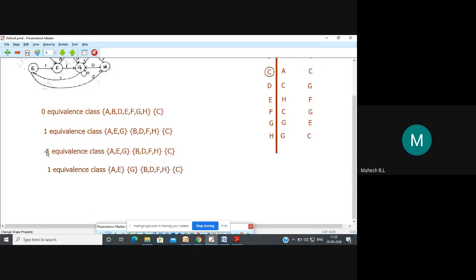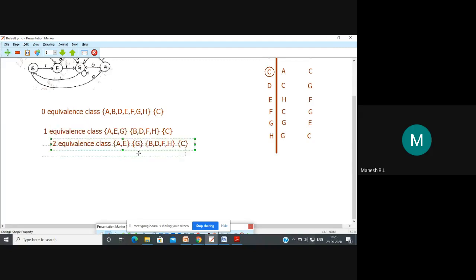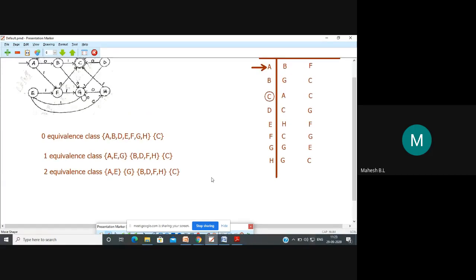So this is nothing but two equivalence classes. Okay, A, E, G. Now let's try whether A, E can be partitioned as of now. A: B and F both are here. E: H and F both are here. So as of now, we cannot partition A, E. G, C, any single element. Now we concentrate on B, D, F, H.